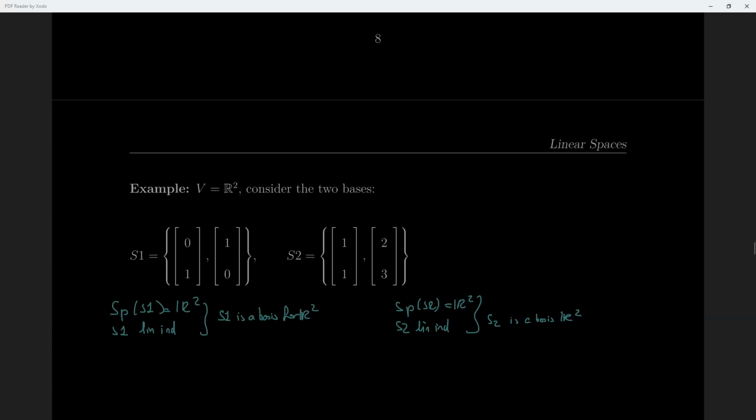Which is not short enough that I can explain here, but you can find it in the resources, in the reference books as well.